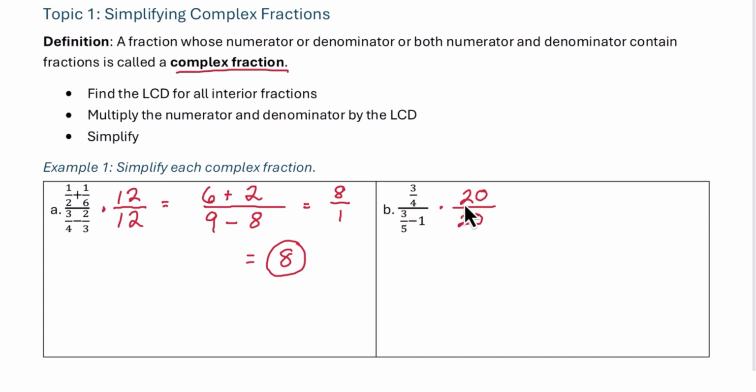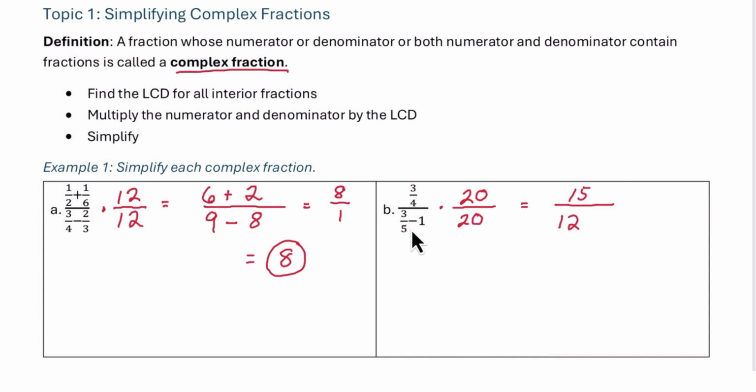4 goes into 20 5 times. 5 times 3 is 15. So we have a 15 in the numerator divided by, let's look at 3/5. 5 goes into 20 4 times. 4 times 3 is 12.